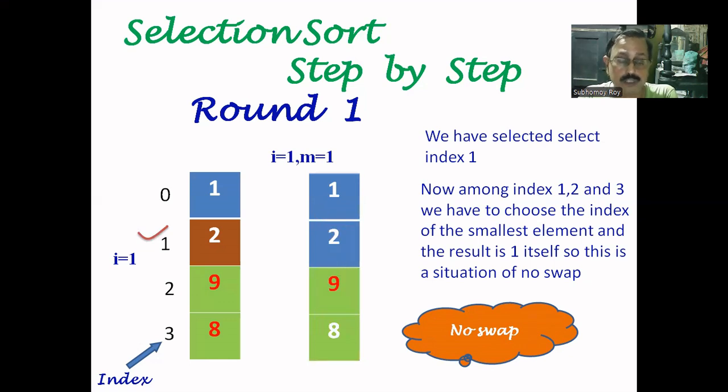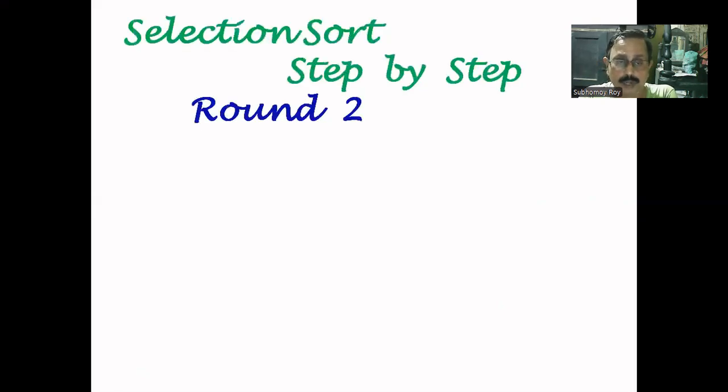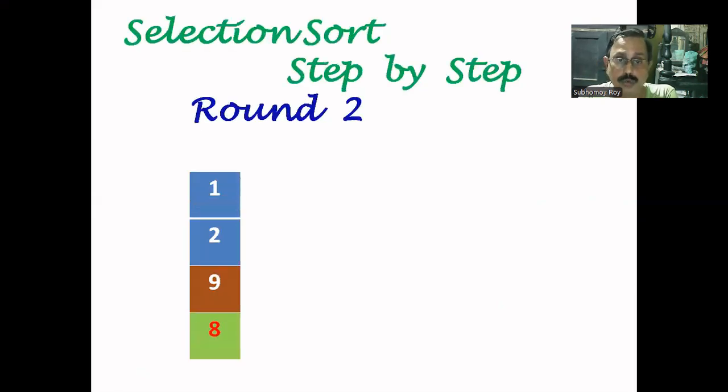But now the sorted portion is index 0 and index 1. Unsorted portion is index 2 and index 3. This is the end result of the I1 round, but still the array is not fully sorted. Now half of the array is sorted, half of the array is unsorted. With this result, we are going to start our third round or the final round. We call it the I2 round.